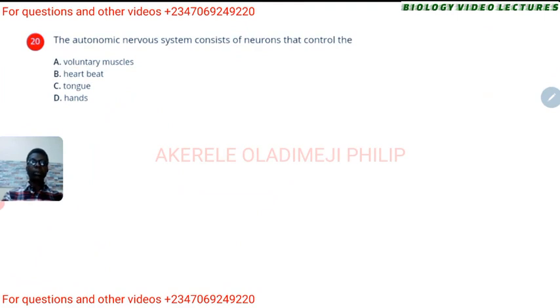The autonomic nervous system consists of neurons that control. Now, when you say autonomic nervous system, it comes from the word auto, like self. So it controls automatic, involuntary functions that we're not aware of, like heartbeat. The heartbeat is not controlled by anybody, that's why it's called autonomic. It controls heartbeat and the lungs, breathing, ventilation basically.